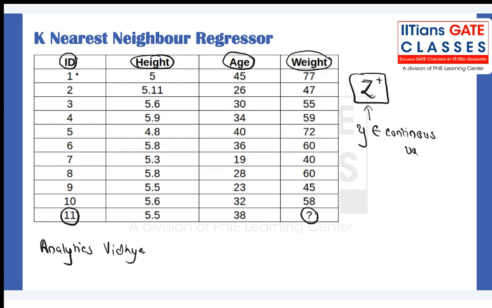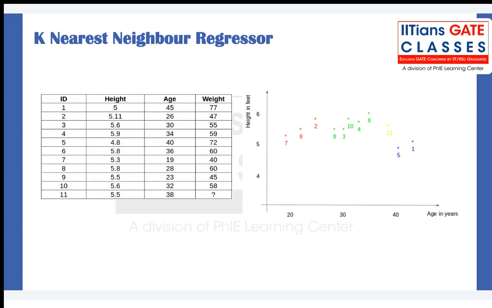Let's say I want to calculate the weight of the person with ID 11. Given this height and age and all, how will you do that? First thing is you draw a graph. This is your graph of the different data points that are present, right? Now you wish to calculate, this is your ID 11 if you can't see, because of the color. This is your ID 11. You want to calculate the weight of this person.